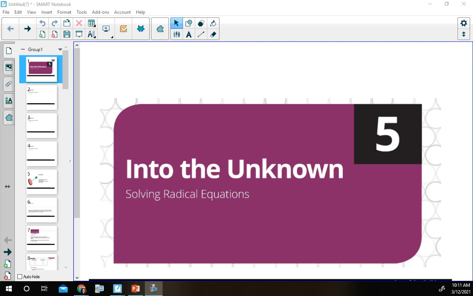All right, so in this lesson, we are going to be solving radical functions. We'll be using the square root property to get what x equals, and then we're going to have to check our answers. We're also going to go through a couple of applied problems with solving with square roots.